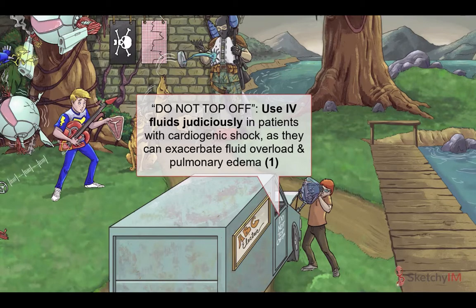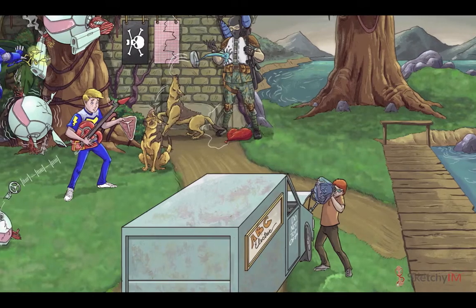Aggressive IV fluid resuscitation can actually be harmful in patients with cardiogenic shock since the extra volume exacerbates fluid overload and worsens pulmonary edema. That's why it's important to start resuscitation with small volumes of IV fluids if you suspect cardiogenic shock. There is one important exception to the slow fluids rule in cardiogenic shock, however.